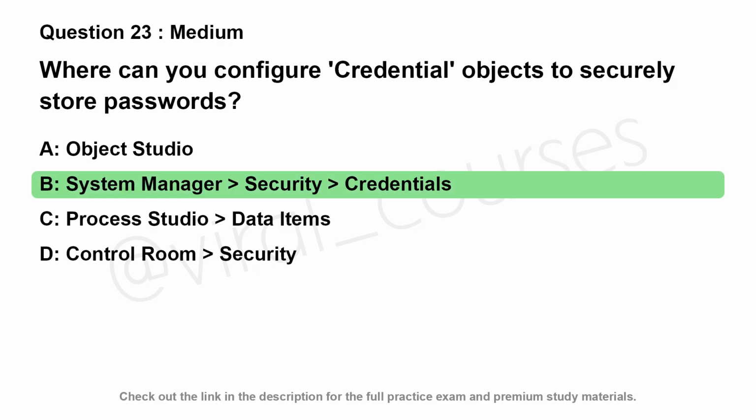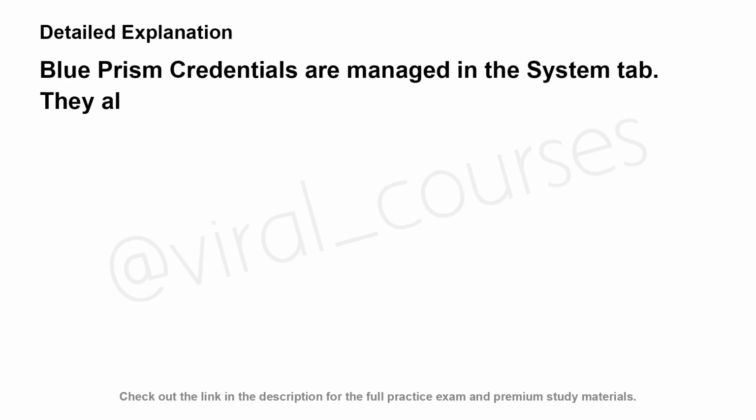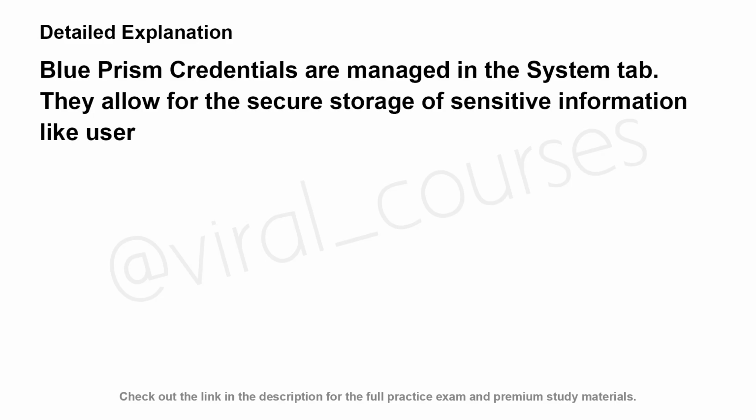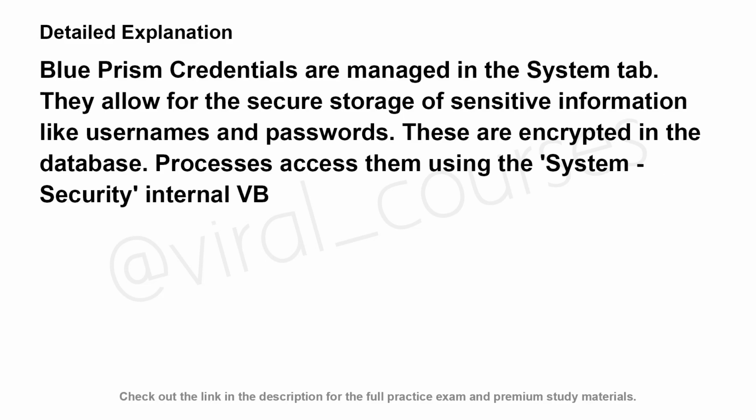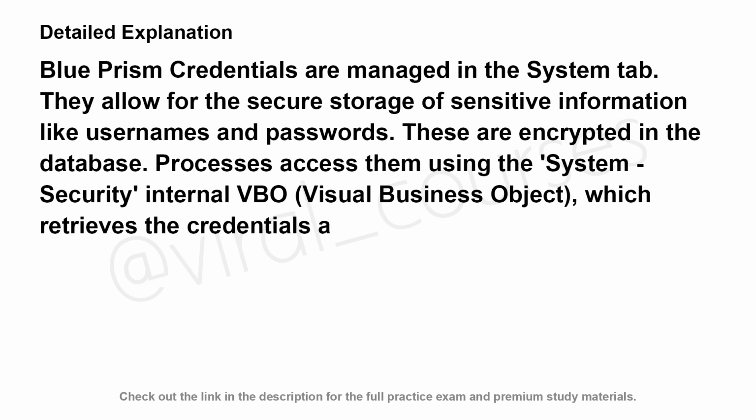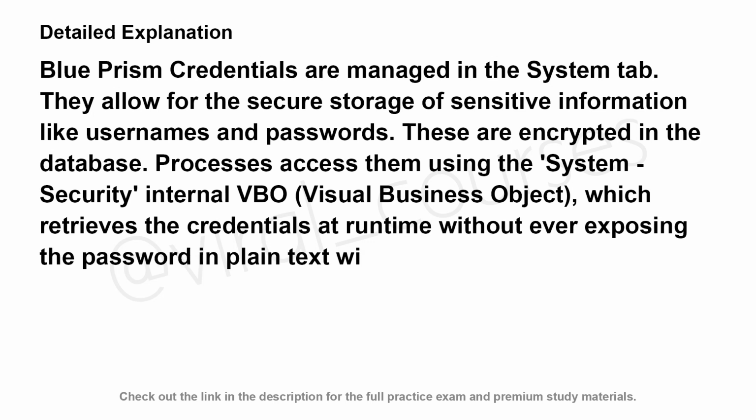The correct answer is B. Blue Prism credentials are managed in the System tab. They allow for the secure storage of sensitive information like usernames and passwords. These are encrypted in the database. Processes access them using the System Security Internal VBO, Visual Business Object, which retrieves the credentials at runtime without ever exposing the password in plain text within the process flow.